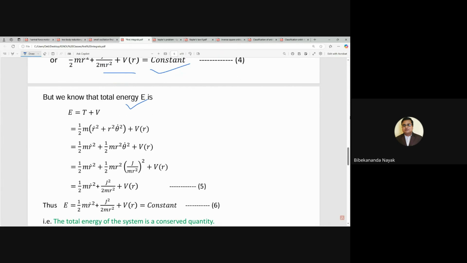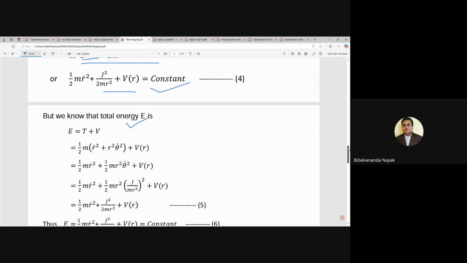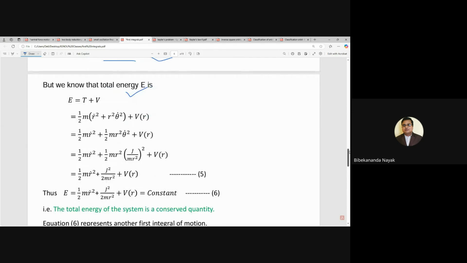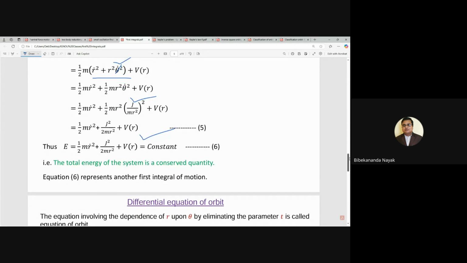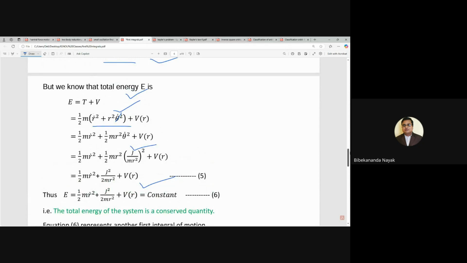Also you can write, if you expand energy in terms of polar coordinates, that expression. This is T plus V. Kinetic energy is half mv square, but in polar coordinates v square is equal to r dot square plus r square theta dot square. In place of theta dot, you can use j by mr square. Using this, we got this expression. But total energy is also constant. So in central force motion, angular momentum is a conserved quantity. Total energy is also a conserved quantity. Okay?